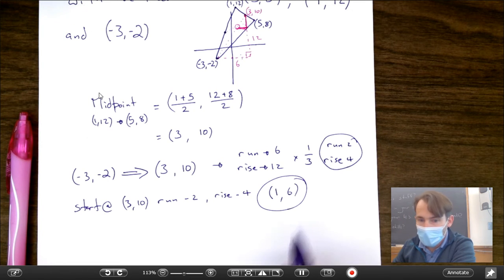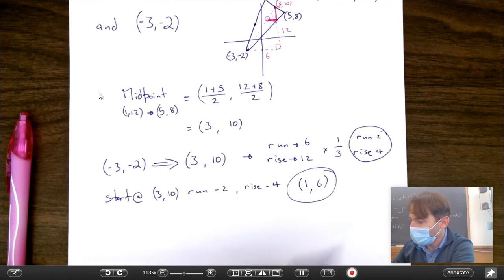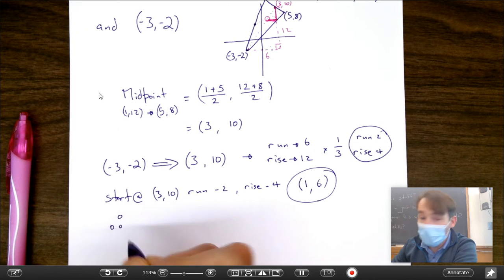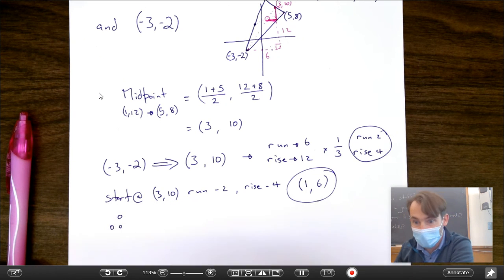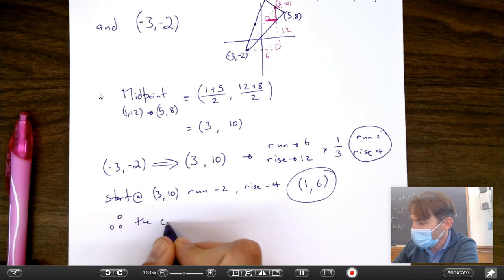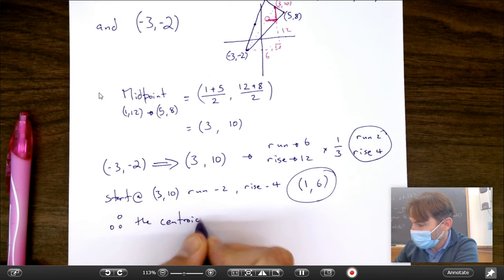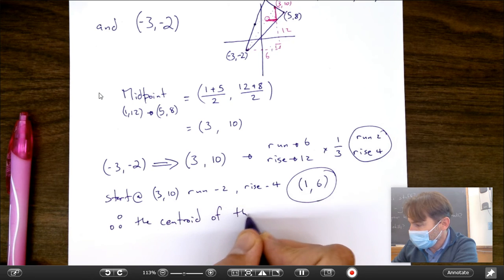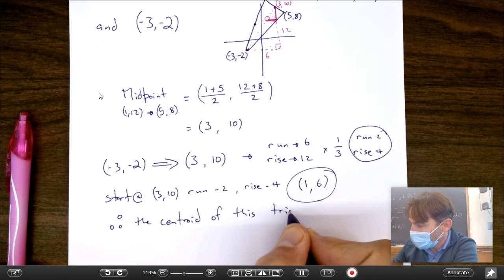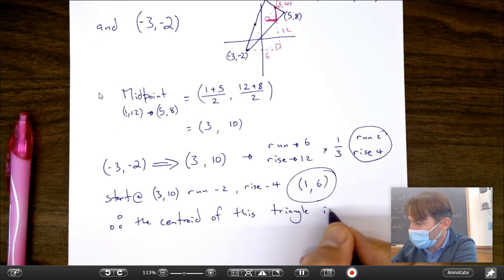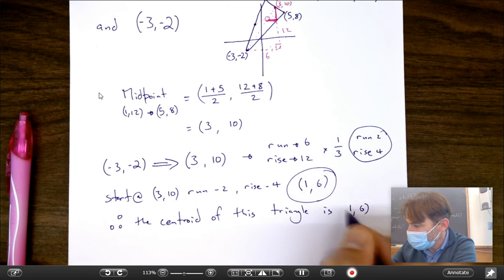Done. Final answer. So then I would have my therefore statement. Therefore, you would have to say, therefore, the center of mass of this canopy would be such and such. But here, for me, therefore, the centroid of this triangle is the point (1, 6).